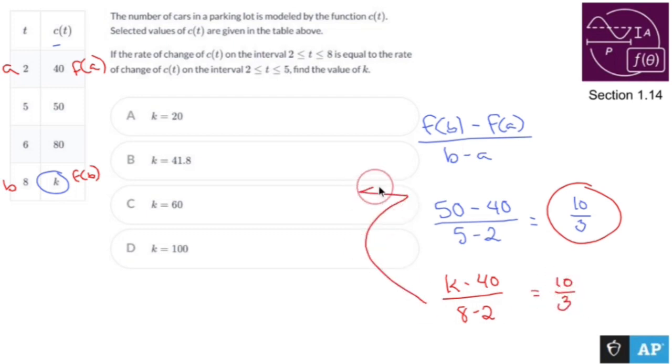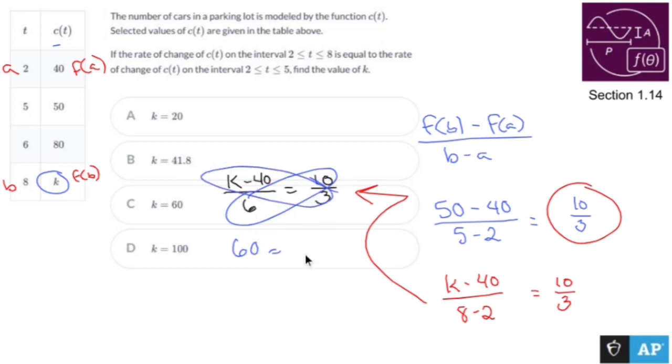So let me continue the problem over here. K minus 40, nothing I can do about that, over 6 equals 10 over 3. We have a proportion, so crisscross applesauce means I multiply across, so 60 is going to equal 3 times k minus 40, so that's distributive property. 3 times k is 3k, minus 3 times 40 is going to be 120. If I add 120 to both sides, 180 is going to equal 3k, and divide by 3, k is going to equal 60.